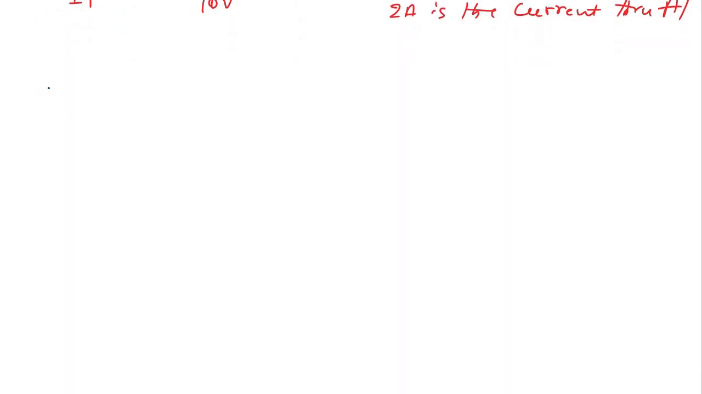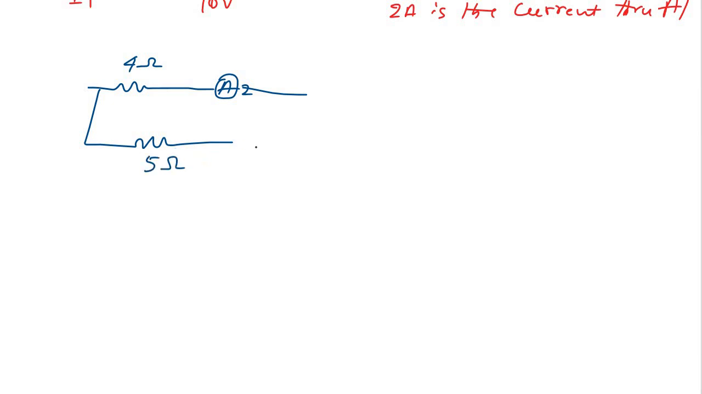We will redraw this picture only for the 2 parallel branches. Here is 4 ohm, and here is our A2. And we are having 5 ohm and 7 ohm here, and this is how the parallel combination would look. The effective resistance is definitely 3 ohm.